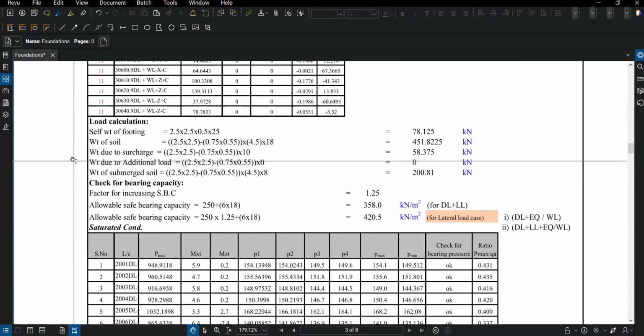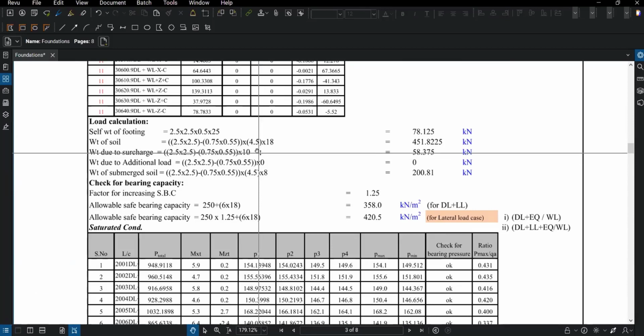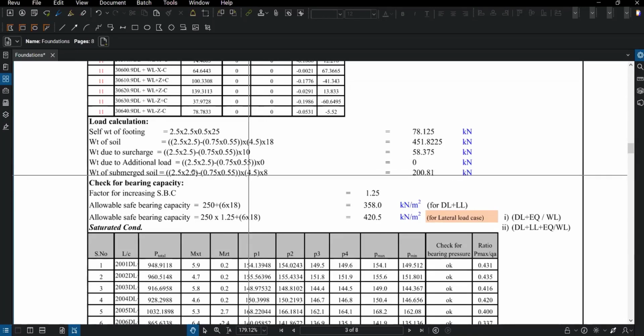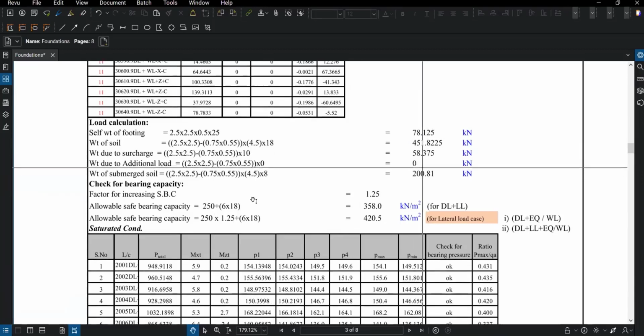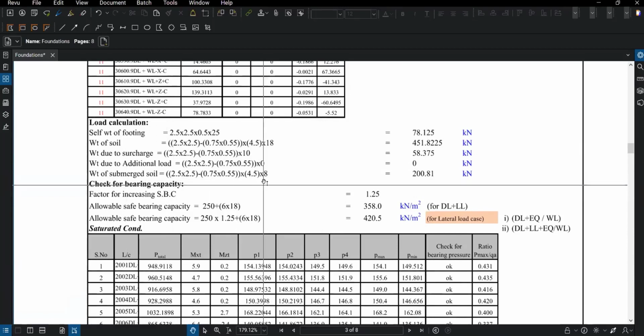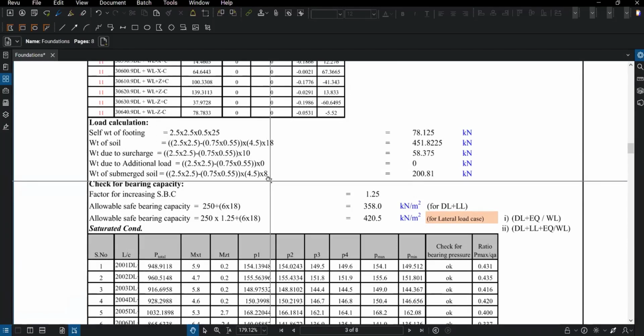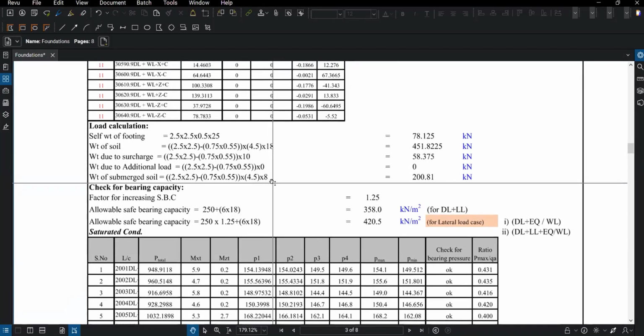With weight of the surcharge, we did consider 10 kilonewtons, that's 1 ton per square meter of surcharge load due to vehicular movement over here. And then there are some weight calculations for additional loads, which in this case are none, and weight of submerged soil. Now, again, as I mentioned earlier, the groundwater table level is very critical in designing the foundations.